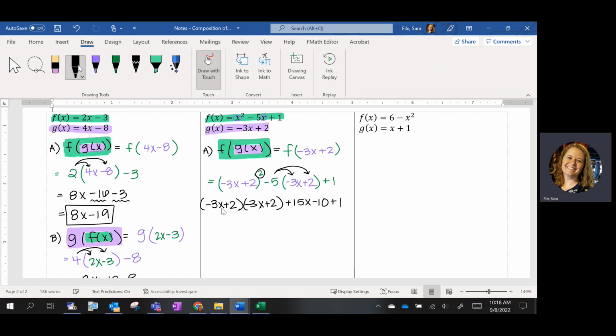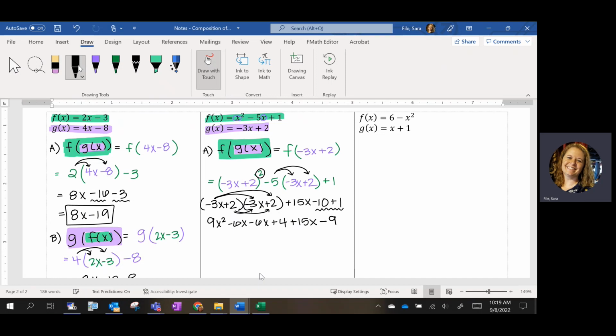Okay, so now in the FOIL department here, remember it's first times first. So negative 3x times negative 3x is positive 9x squared. Okay, outer: the negative 3x times the 2 is negative 6x. The inner, 2 times negative 3x is negative 6x. And then the last times last, 2 times 2 is 4. And then I've got the plus 15x. And I'm going to go ahead and combine these constants here, so that's a minus 9.